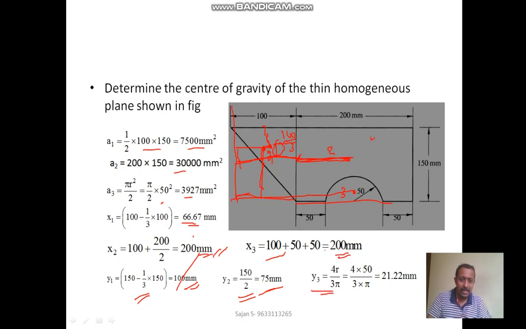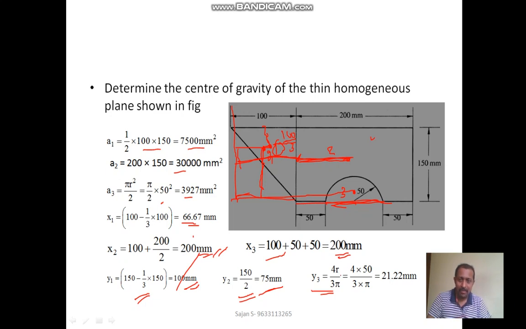Y3. Y3 is the centroid of the third part, right? That is the distance measured from the x-axis to the centroid of the third part. Its flat side itself is the x-axis, so from the flat side, 4r by 3 pi is the equation for the centroid, right? In a semicircular area, we know there is a flat side and a curved side. The centroid lies at 4r by 3 pi from the flat side. Clear? So 4r by 3 pi.